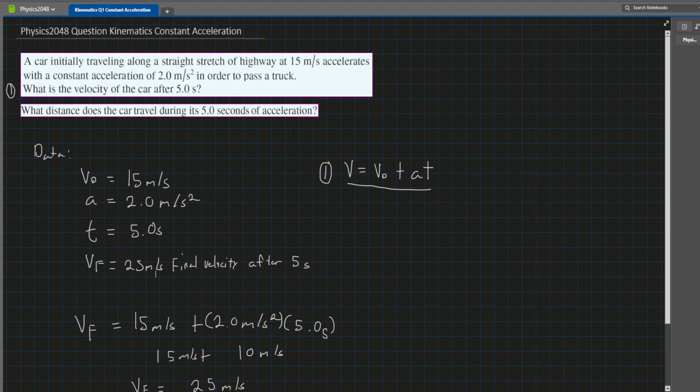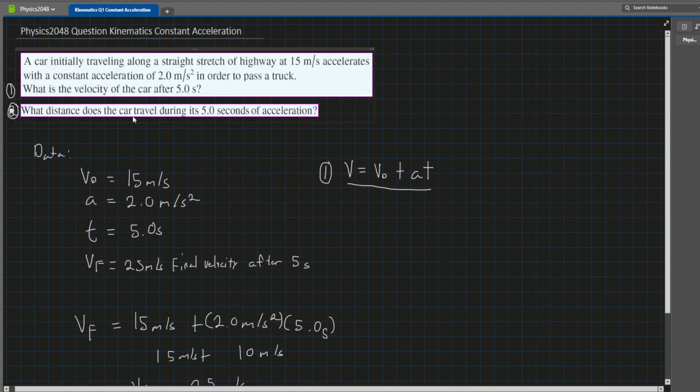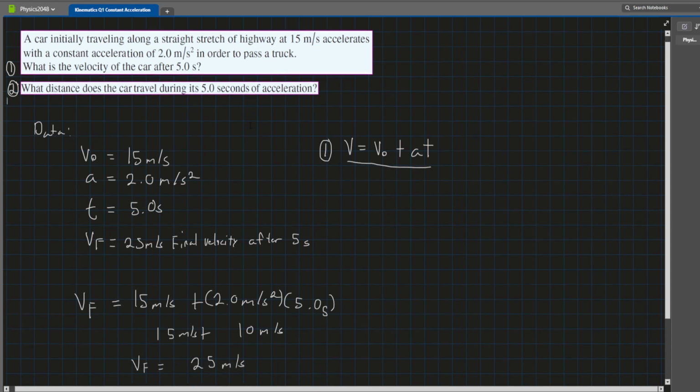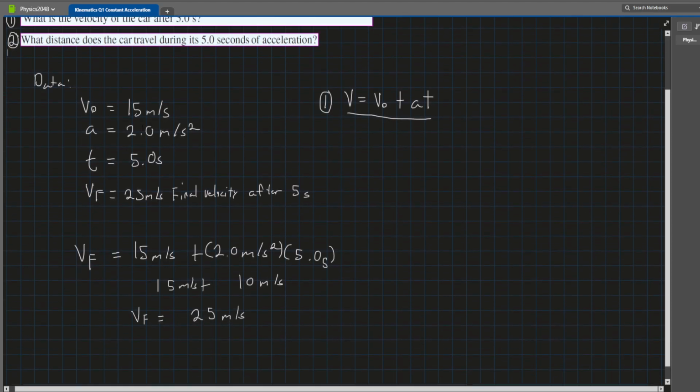Now for the next one, our next question, we're asked, what distance does the car travel during its 5 seconds of acceleration? So it's asking for the position after 5 seconds of acceleration. So after 5 seconds of acceleration, what is the position? So it's asking for the distance.